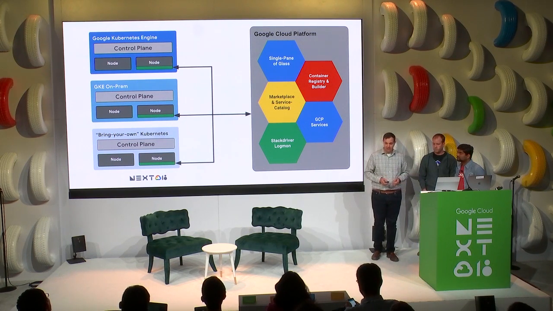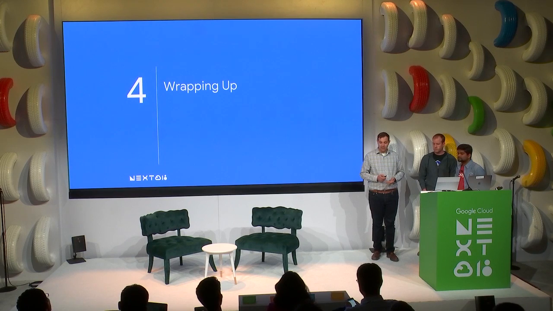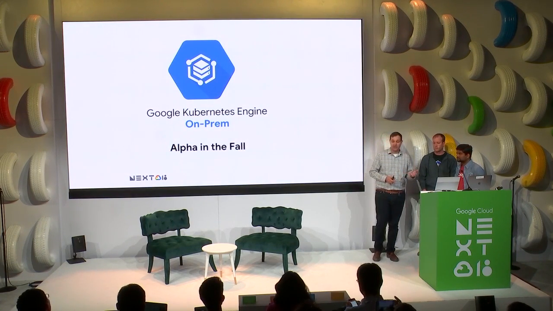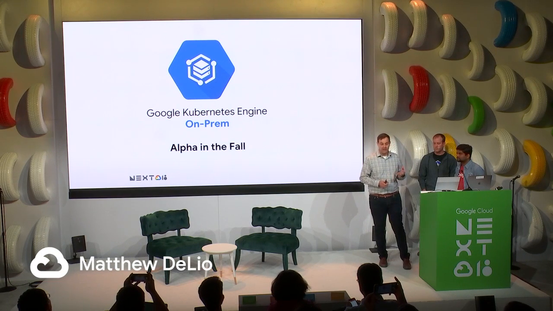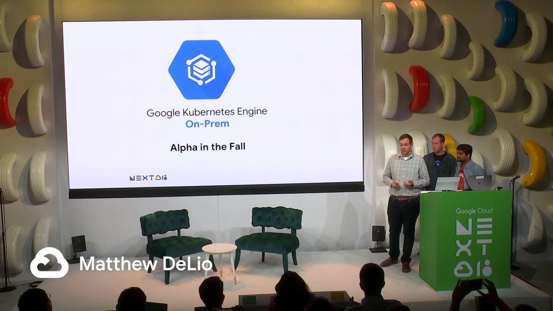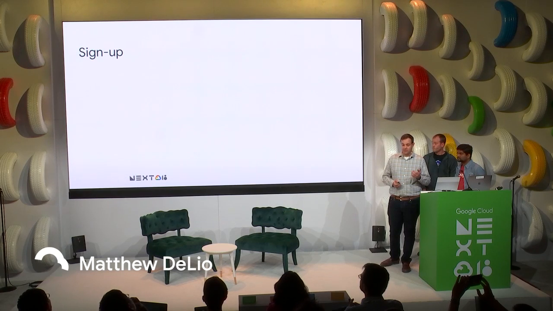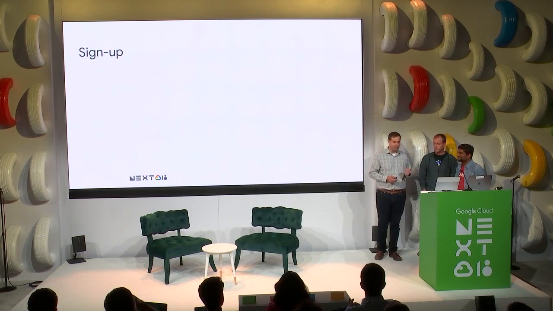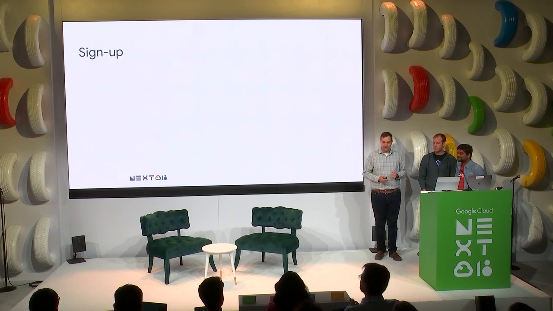And with that, we'll wrap it up. There's a couple of things here I'll note. So one is that GKE on-prem, Google Kubernetes on-prem, is going to be available in alpha this fall. And also that we have a sign-up form. I think we're missing the link, so we'll put that up right before we wrap.